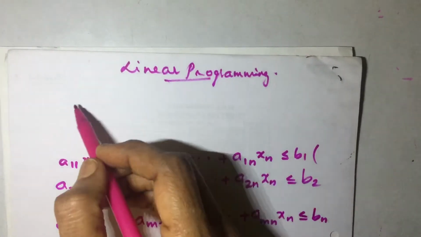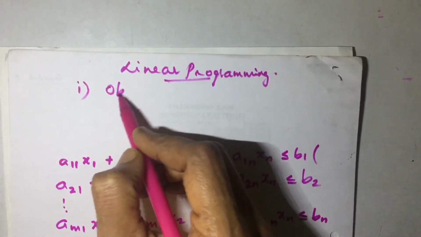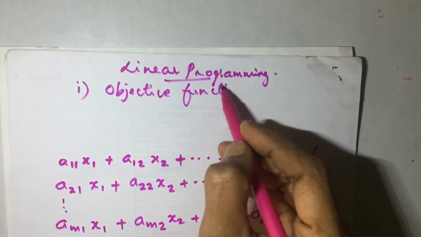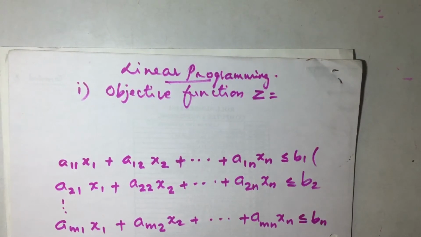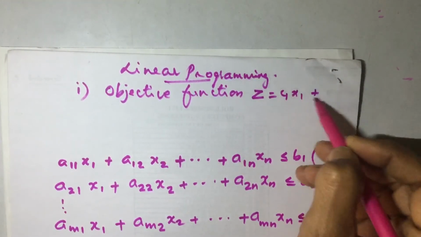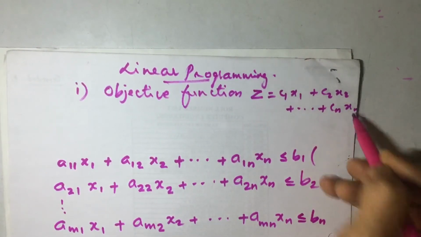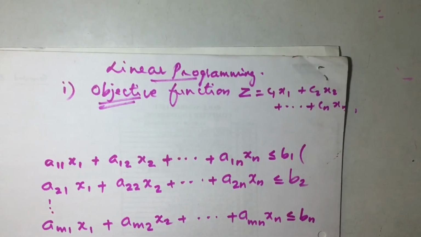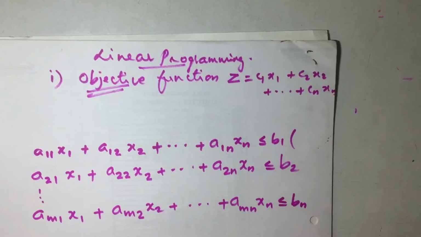Then any linear programming has three aspects. First one is what we call the objective function. This objective function is normally denoted by the letter Z. Z is equal to, in general we write this as C1 x1 plus C2 x2 plus etc. plus Cn xn. This is the equation to be maximized or minimized, or in general to optimize. Maximization or minimization, generally we call that optimization.